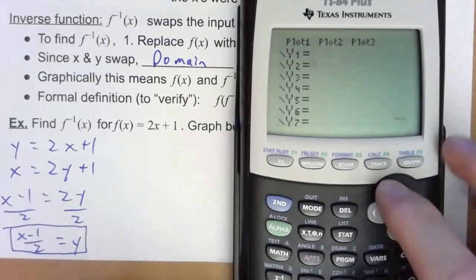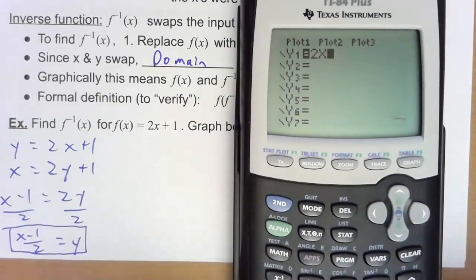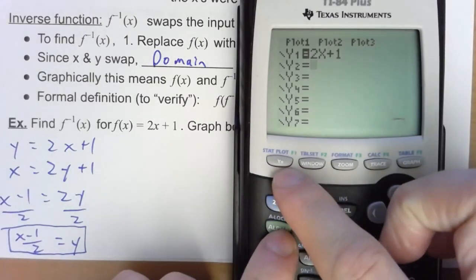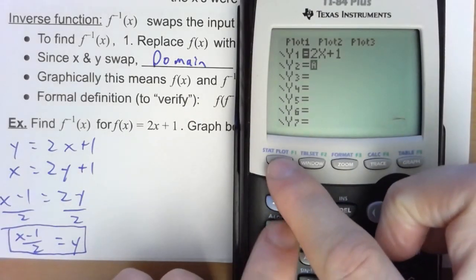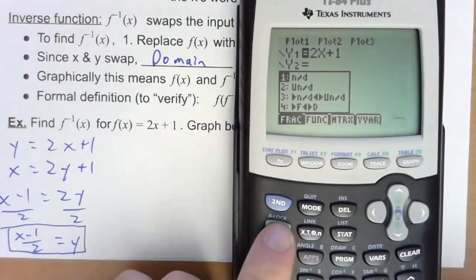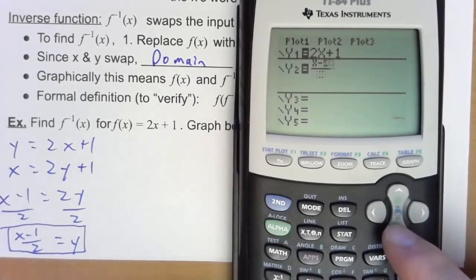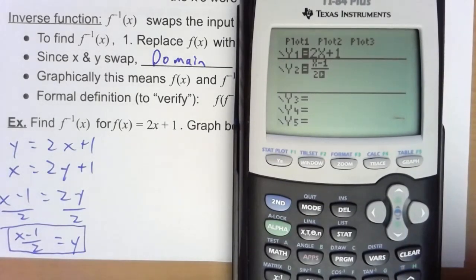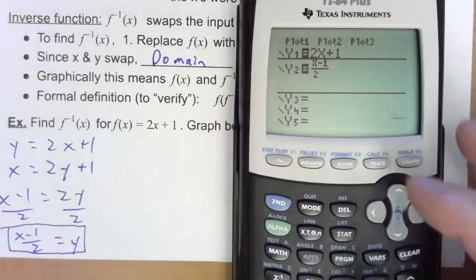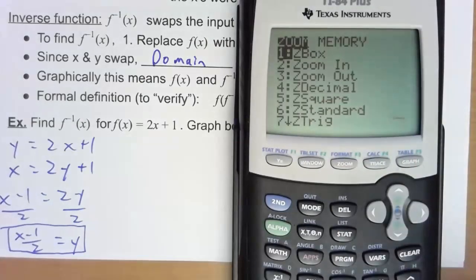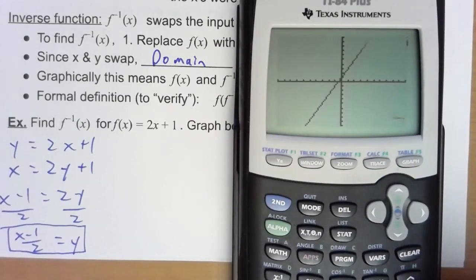All right, so my original function was 2x plus 1. And then, to get a fraction that looks like a fraction, I'm not sure if we talked about this yet, but you can hit alpha y equals. If you hit alpha y equals, you can type a fraction that looks like a fraction. And I'll put x minus 1 over 2. If your calculator doesn't do that, just make sure you put parentheses around x minus 1. And then I don't just hit graph, I hit zoom 6, zoom standard. And there's our two lines right there.